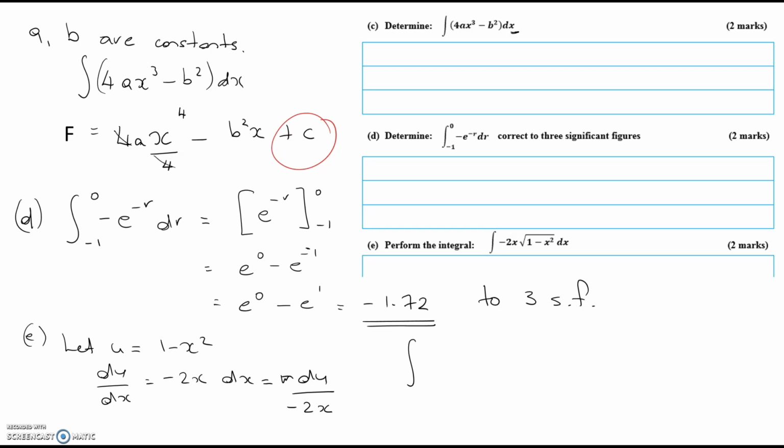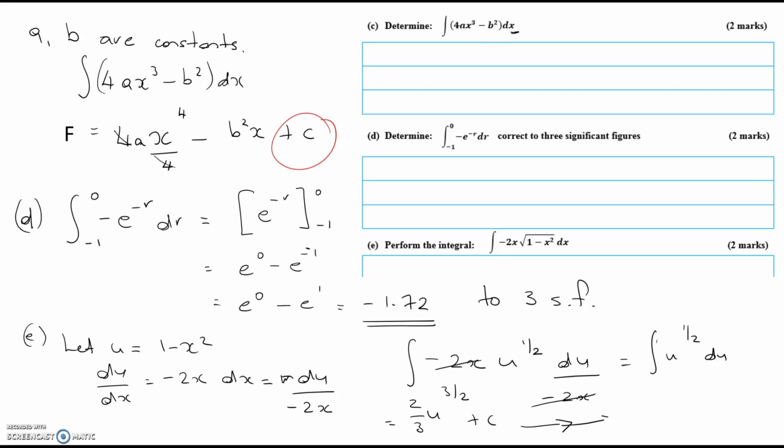It becomes integral of -2x. Now u needs to be u to the power of 1/2, and dx was du over -2x. Cancel, cancel. Now we're doing something that we can do. That's u to the 3 over 2 over 3 over 2, which becomes 2 over 3, plus c, and then your final answer, right over here, would be 2 over 3 times whatever u was, which was 1 minus x squared, to the power of 3 over 2 plus C.